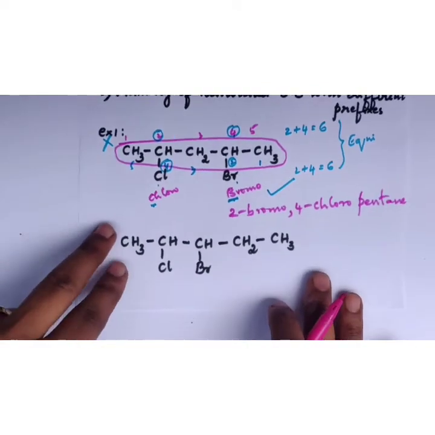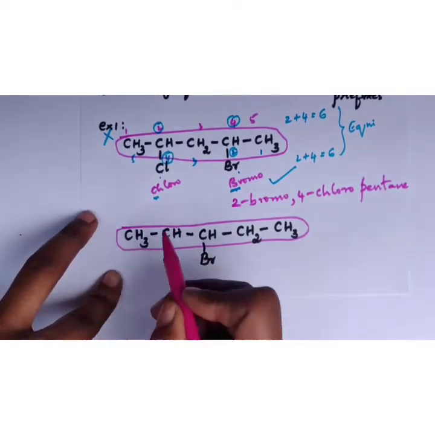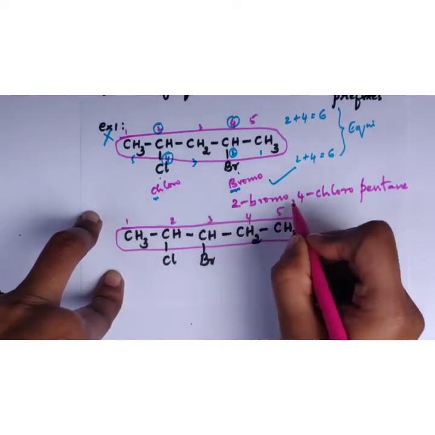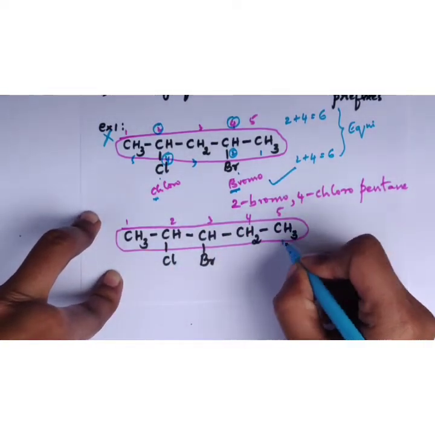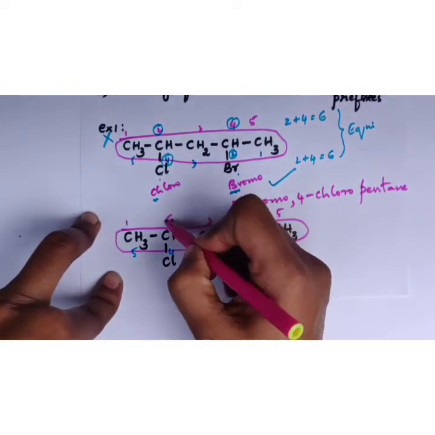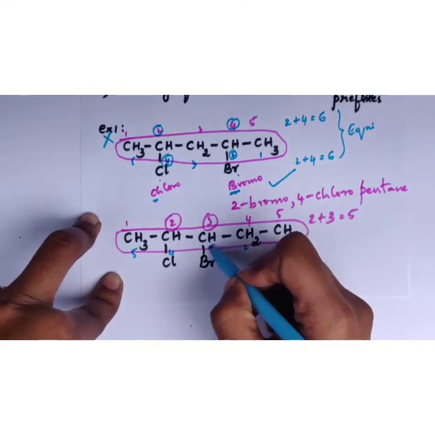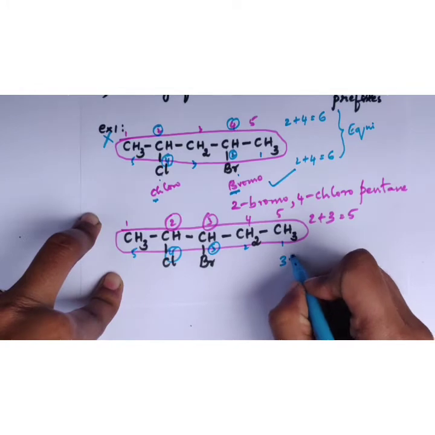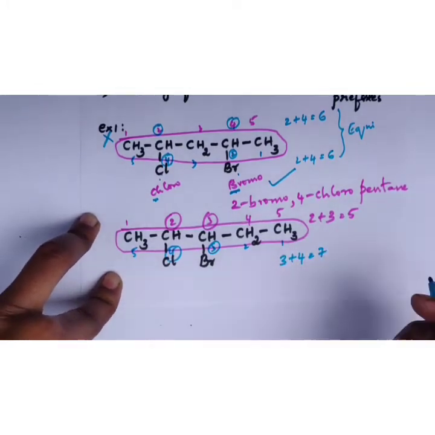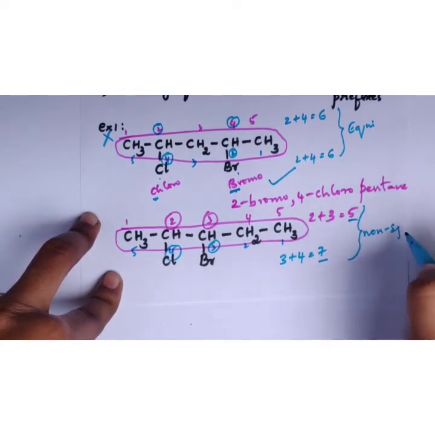Let's go to the second example. Select the parent chain. Now number it 1, 2, 3, 4, 5. Number it from this side 1, 2, 3, 4 and 5. Total the locants: it is 2 plus 3, it is 5, and here it is 3 plus 4, it is 7. Whether the total is equal or not equal, here the total is not equal, so you call it non-equivalent.